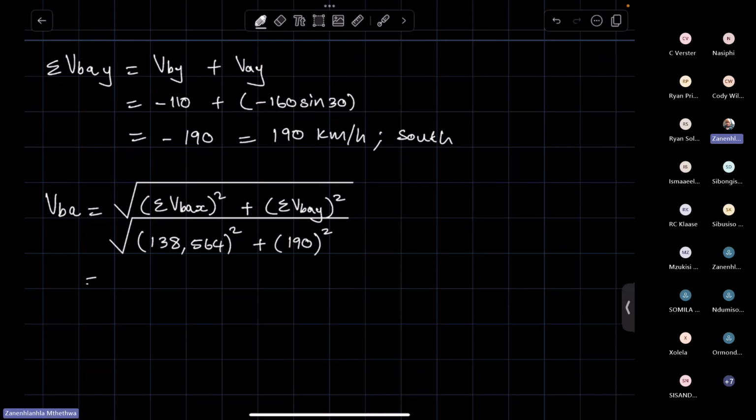Remember, at this point you do not include the negative sign, because you've already accounted for it by saying this is actually 190 kilometers per hour south. We no longer use a negative sign here because we've already accounted for it by indicating the direction. Are we clear? So what do we get here? What is the square root of 138.564 squared plus 190 squared?